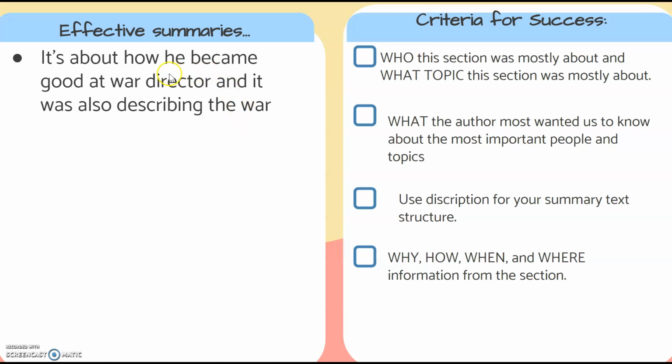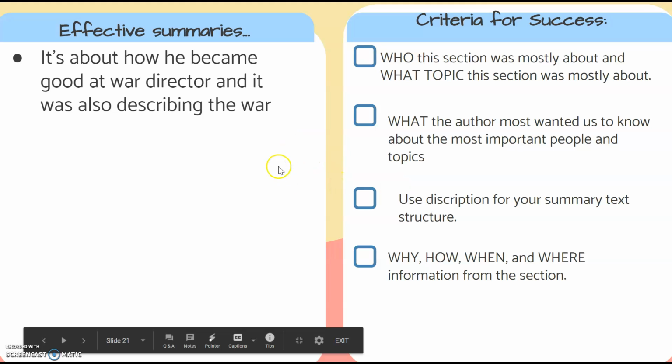Well, when I read this, I think, it's missing clearly the who this section was mostly about. This person identifies them as a he, but who was he? Well, we all know that it was President Lincoln. It also doesn't describe why, how, when, and where this was happening, why he was a good war director. Even though it's a summary, we still need to be giving big details and answering these questions. Let's take a look at another one.